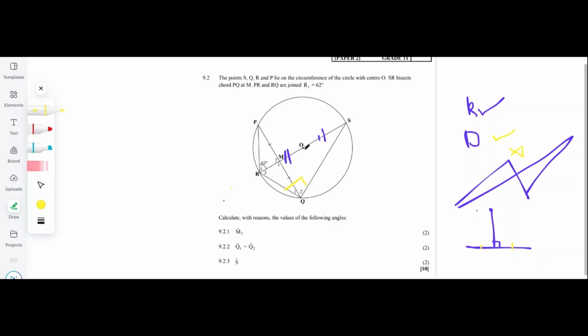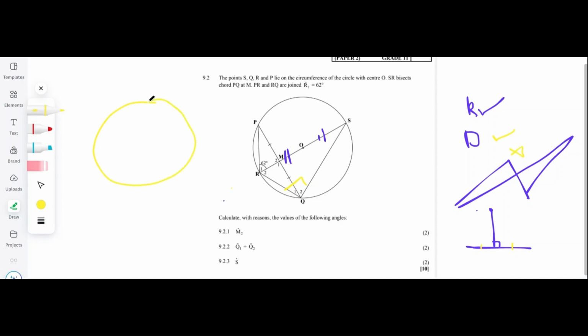Let's identify the line. By the way, the line from the center is not your radius. It's not the same thing. So we can see that we have line OM, and OM touches chord PQ. We have to understand what a chord is. It's very important. Students don't even know what a chord is.